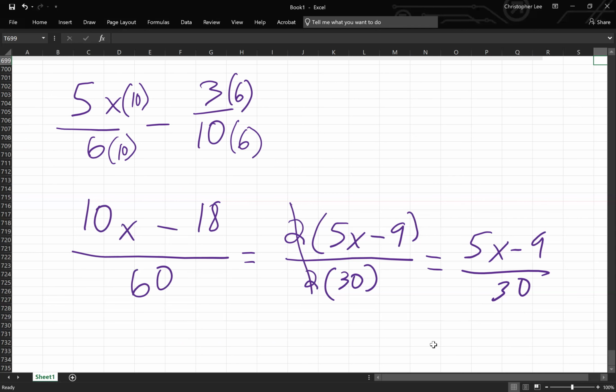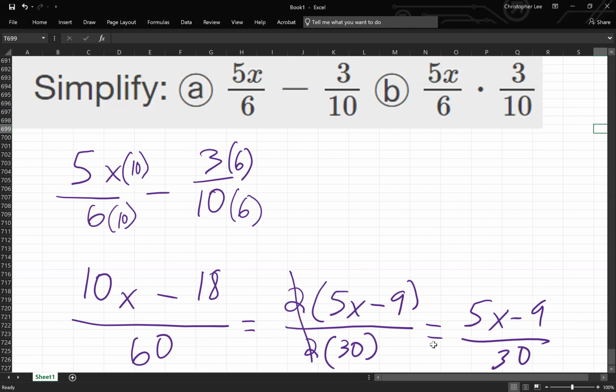Mhm. What you got? Tell me. 15x over 30. Oh, 16. How did you get 16? That's a good question. 3 times 3 times 6 should be equal to 25. Okay. I don't think that's exactly right.